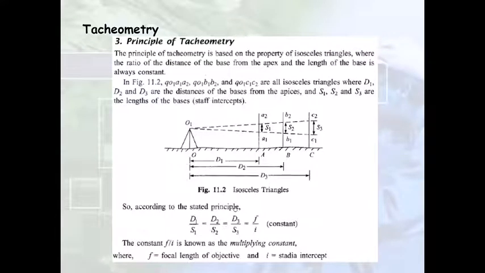What this tells us is that whatever the location of the leveling staff, these ratios remain the same. This ratio is a constant, and it is equal to F over I, where F is the focal length of the objective and I is the stadia intercept. This F over I is known as the multiplying constant, and this is a property of the lens. It would remain constant whatever value you take, and this constant will be useful in finding out the distances.